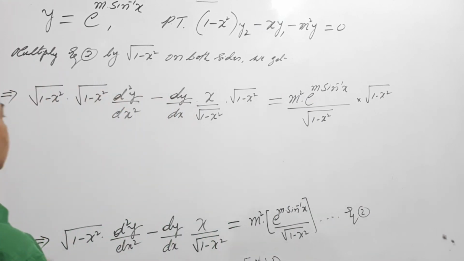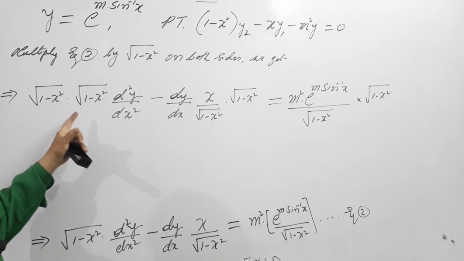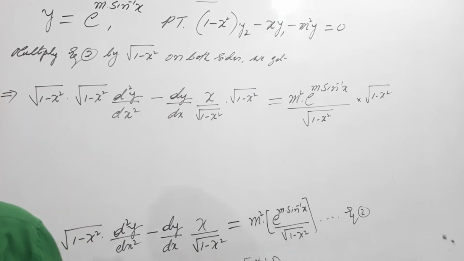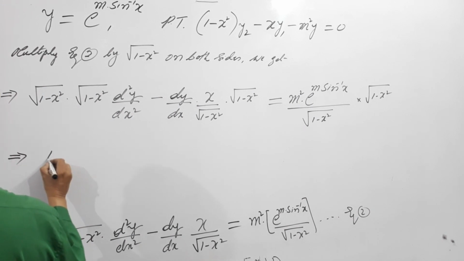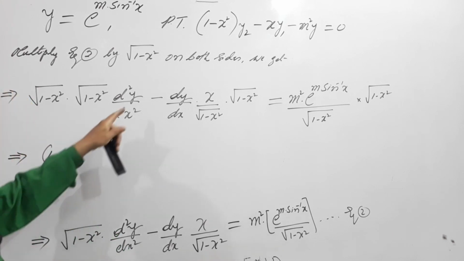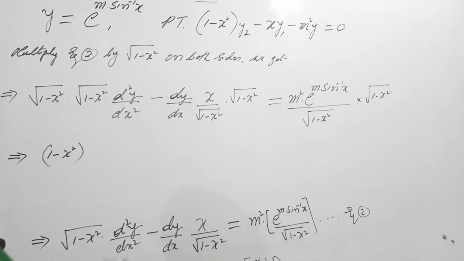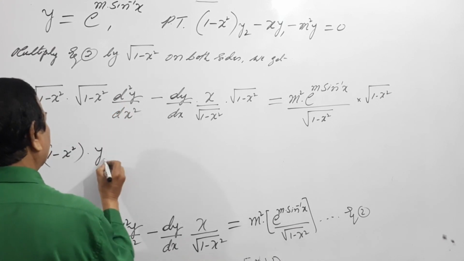What happens here? We know root x into root x is x. So under the root 1 minus x square into under the root 1 minus x square becomes 1 minus x square, and what is d square y by dx square is nothing but y2. I can write this as y2.